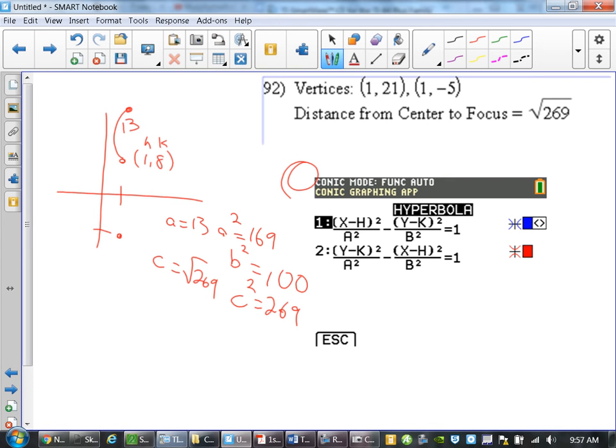See how it's stacked vertically? You have two vertices above one another. That means it's got to be stacked that way. Same thing with an ellipse. If the vertices were above one another, it means it was stretched vertically. If they're across from one another, it's stretched horizontally. So as long as you know which way it's going, you can go rapid fire.